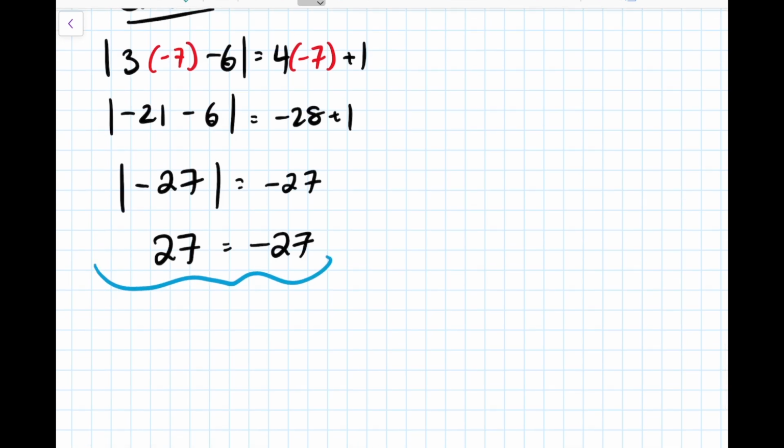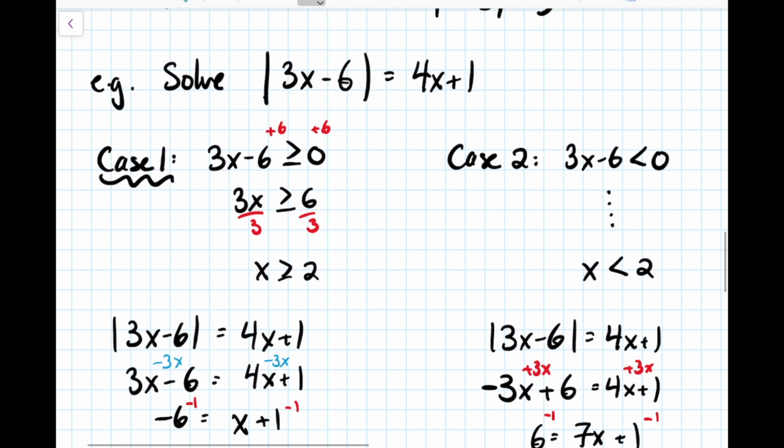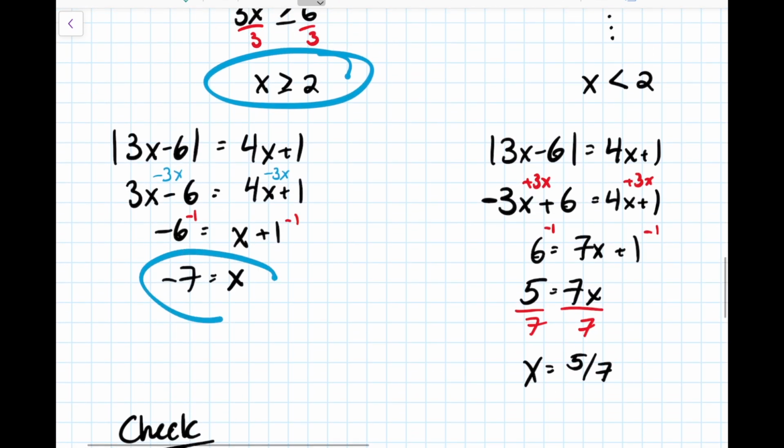And what we find out is that x equals -7 is extraneous. It is not an actual solution to our absolute value equation. And there was actually something that should have tipped us off to this earlier. If we go back and look at our domain for this case, we found that x had to be greater than or equal to 2. But -7 does not fit that. So that's no good, and so we've got an extraneous solution here.